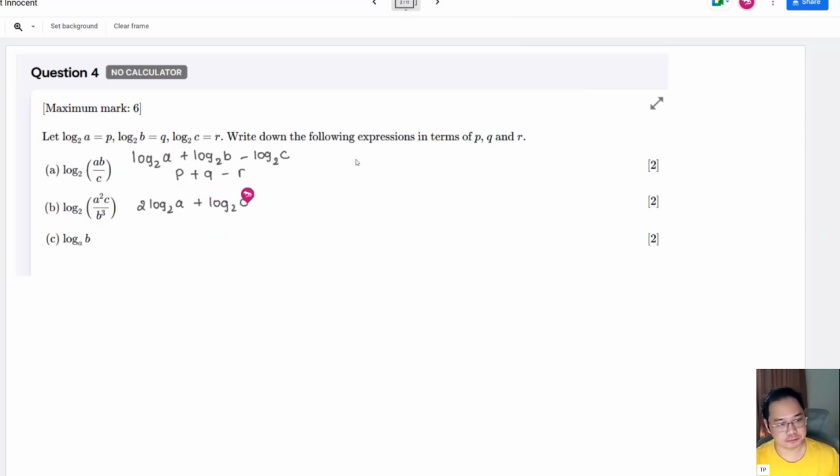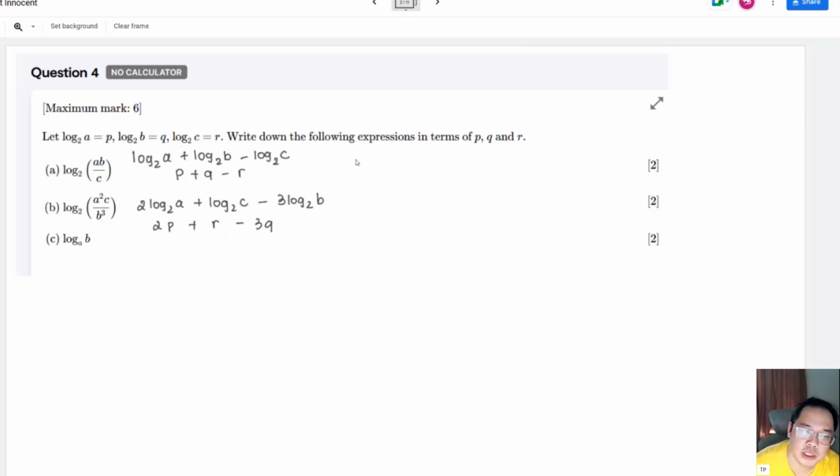2 times log A plus log C and minus 3 times log B. Well done. 2P, log C is Q, and log of C is R, log B is Q, 3Q. Beautiful.